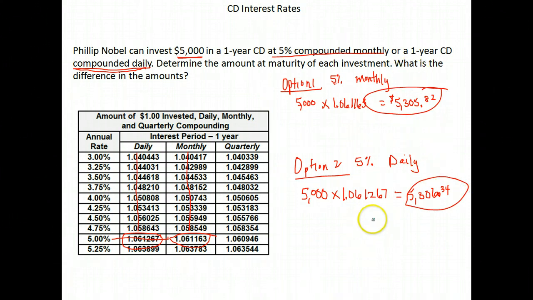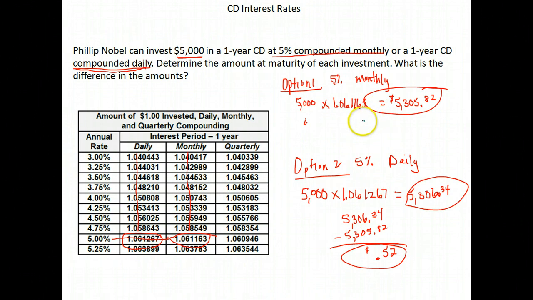And they want to know what's the difference in the amounts. Well, we just subtract the two. So we take the larger one minus the smaller one, and that will tell us the difference in what he would make depending on which one he chose. Okay, and it looks like it's not a big difference because all we get is 0.52. So there's only a difference of 52 cents if he chooses option 2 instead of option 1.